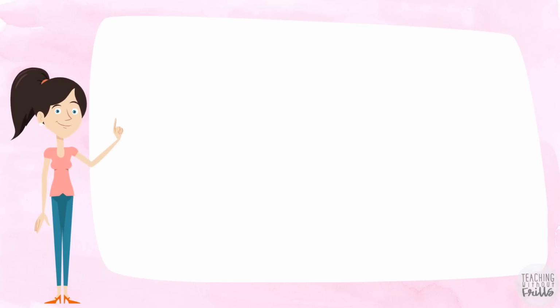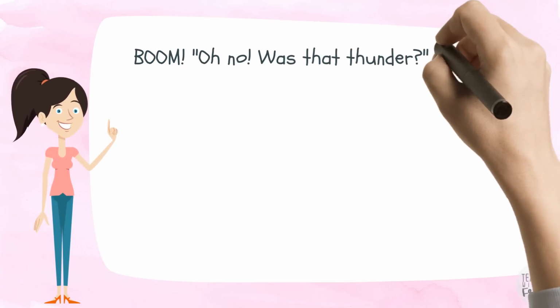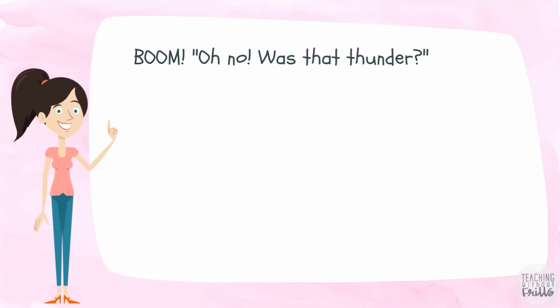I'll start my story with a sound and dialogue. Boom! Oh no, was that thunder? Now I need to introduce my character and the setting. The reader should be able to visualize the character and setting, so I have to be descriptive.